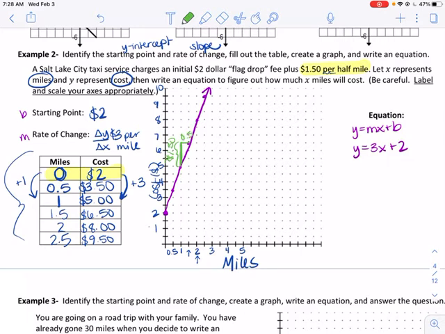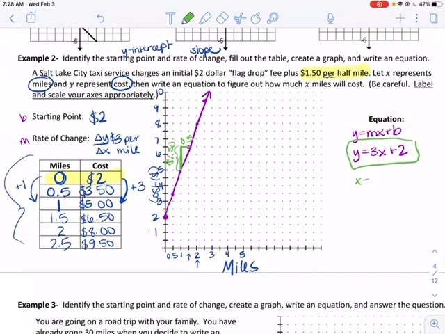And then when you divide, you put your change in y over change in x. But we found our equation. Here's what it is. And be sure to remember to write down that x equals the number of miles and y equals your cost in dollars. So how many dollars it costs.